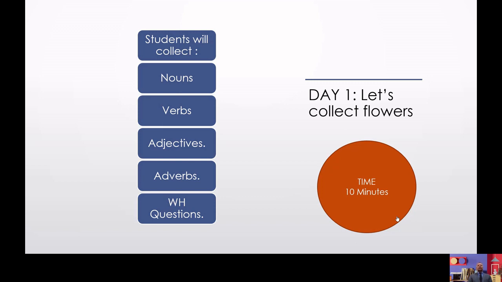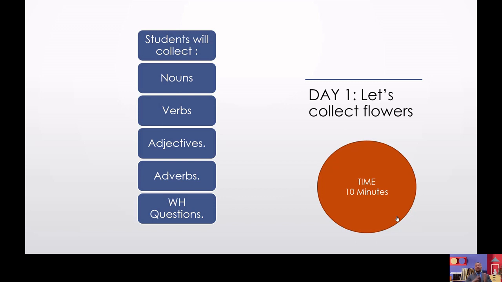And the time is 10 minutes. In 10 minutes of the first day of the week, you will ask your students, who are now in noun groups, verb groups, adjective, adverb, and WH question groups, to do their job according to the title or label. So the noun group will collect nouns from the text. You will say, hey students, open the textbook, page so and so, from page 7 to page 10, 3 pages. I want you to collect according to the title of your group. So they will collect nouns.